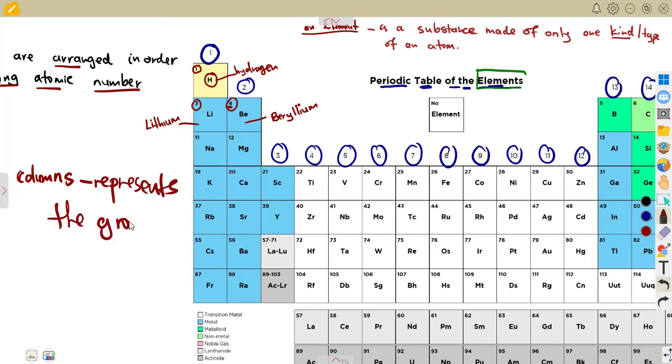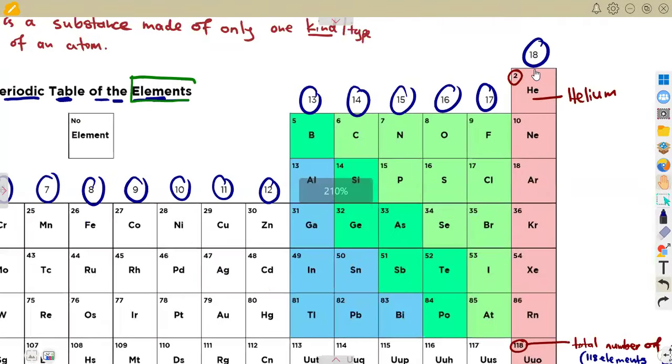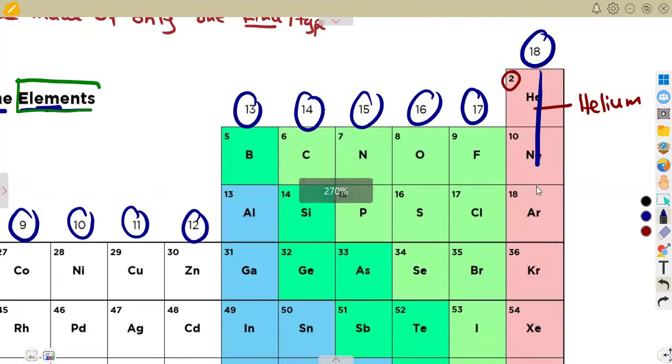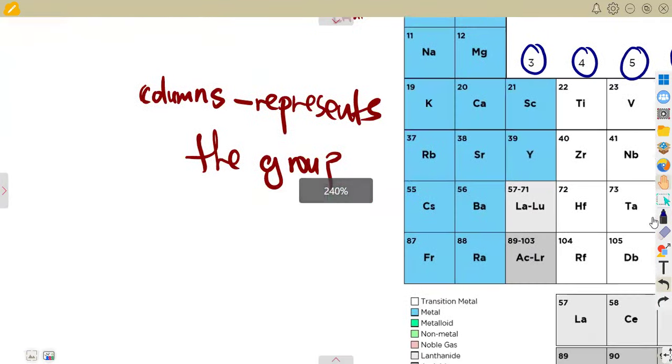So in which group that we are having: group number 1, group number 2, group number 3, group number 4, group number 5, number 6, up to 18, which is the last one that we have here. Everything under this group has some certain properties that you need to understand about these columns, which are the groups now.